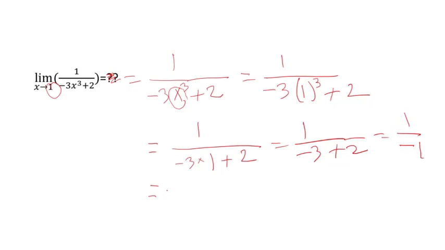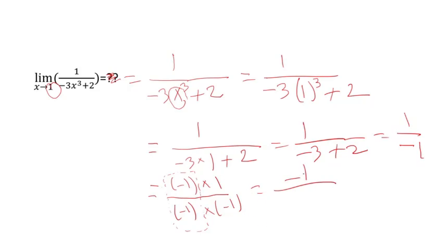And in math, we don't like a negative in the denominator. So I will multiply both top and bottom by negative 1. So you have negative 1 times 1 divided by negative 1 times negative 1. Basically, I multiplied by the same quantity, so it's as if I didn't change anything. Negative 1 times 1 is negative 1. Negative 1 times negative 1 is just 1. Negative 1 divided by 1 is just negative 1.